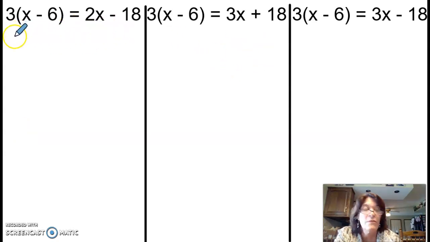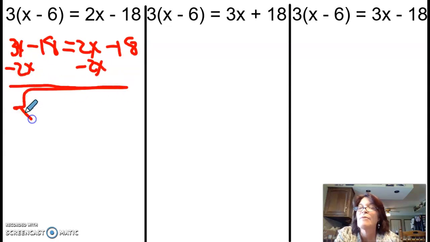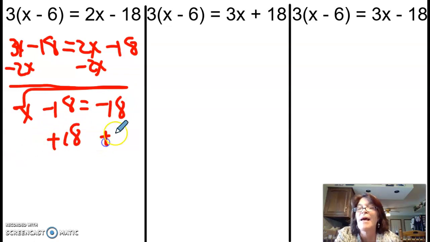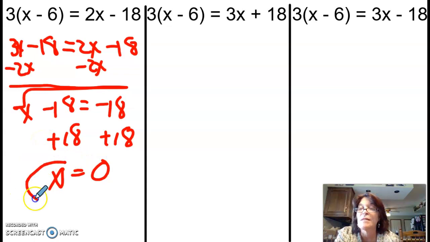So I'm going to distribute: 3x minus 18 equals 2x minus 18. I'm going to subtract 2x from both sides. I have x minus 18 equals -18. Okay, I'm going to add 18 to both sides.